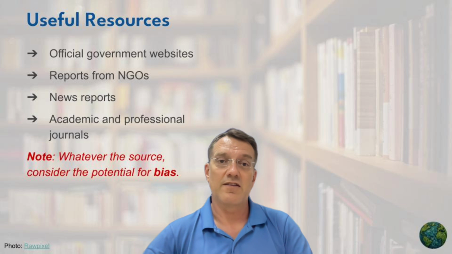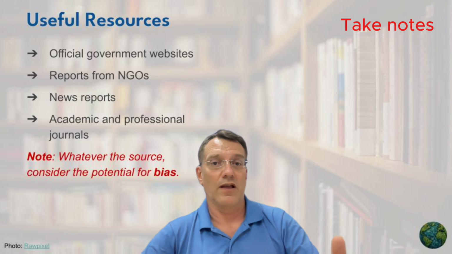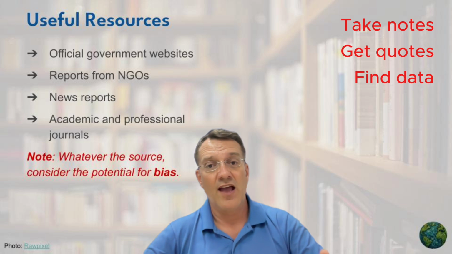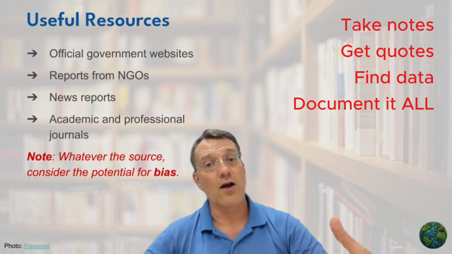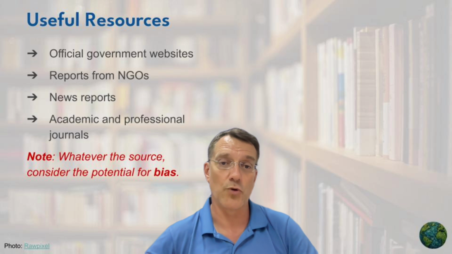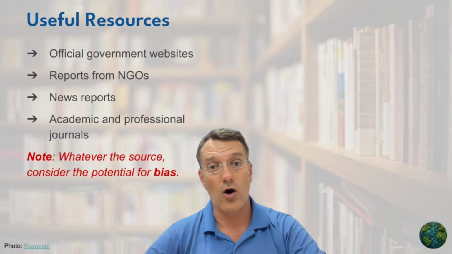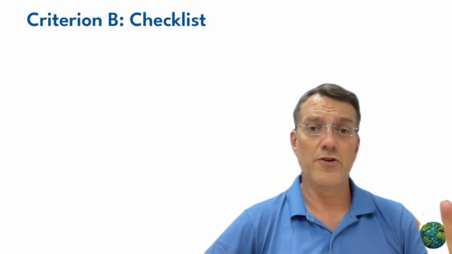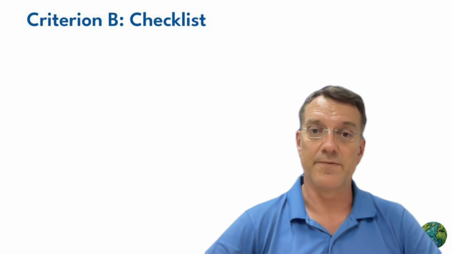As you research, take notes on specific examples, get quotes from stakeholders if you can, find data about the impacts, and then fully document all of those conflicts. These kind of details are going to make your explanation of tensions much more convincing. Remember to keep track of all of your sources because you're going to need to cite them in your final IA reports.